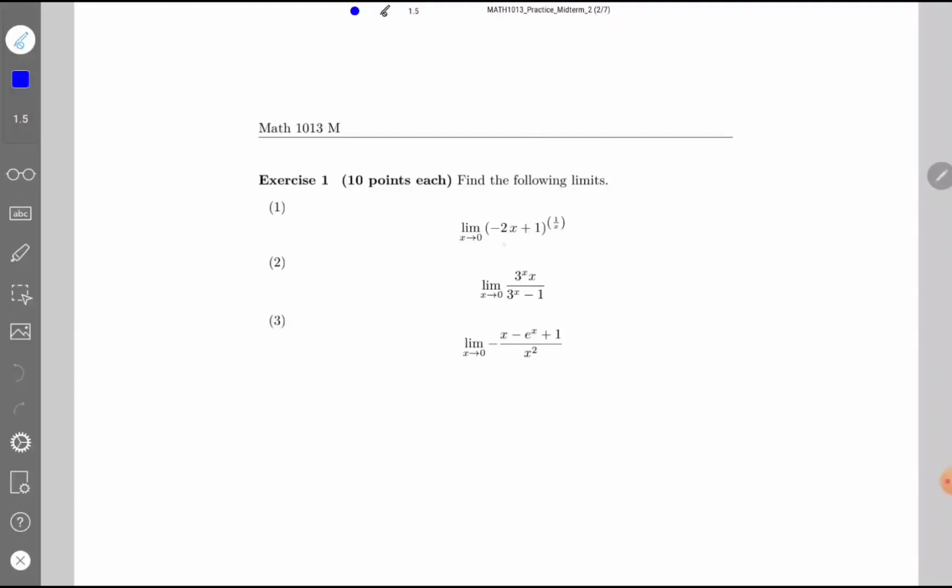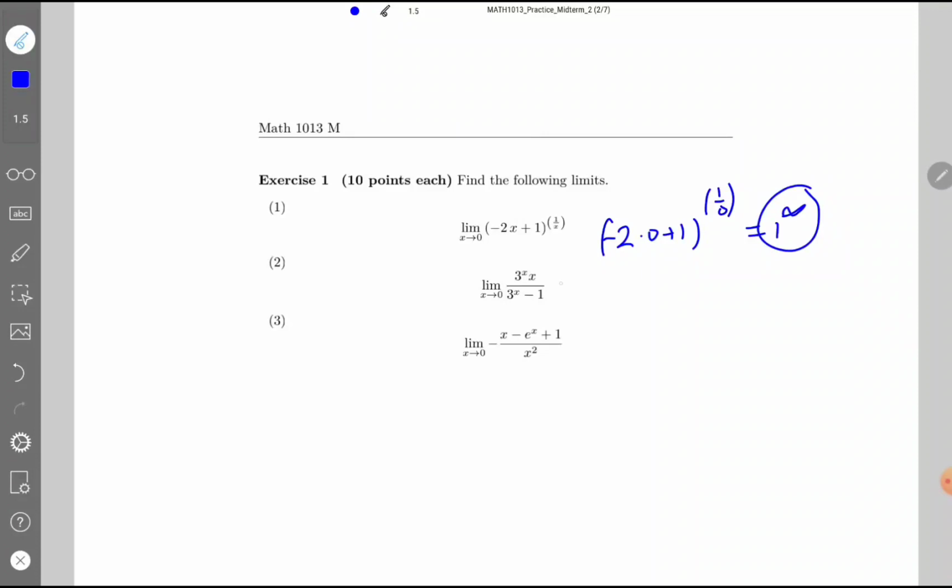Looking at number 1, if I plug in 0, I would get (-2 times 0 plus 1) to the 1 over 0, right? So this part would give me 1 to the infinity. We hadn't gone over this in class, which is why I'm doing this on the midterm. But this is one of the forms where we can use L'Hopital. Remember, we can't use L'Hopital unless it's 0 over 0 or infinity over infinity. But we can convert this into one of those forms. We will go over how to do that today.